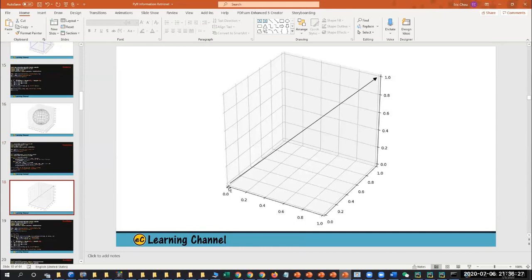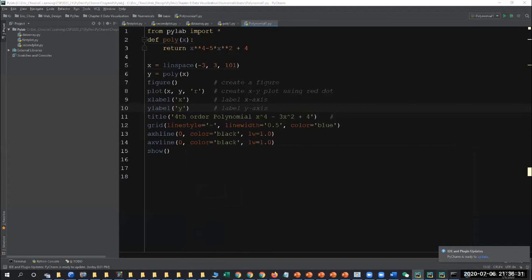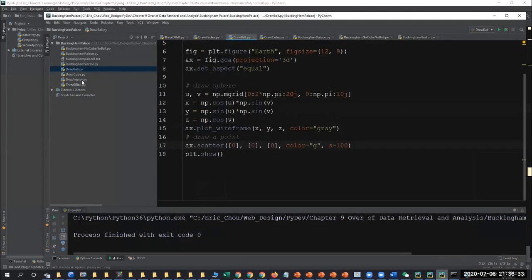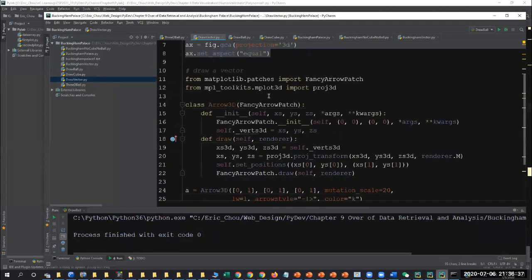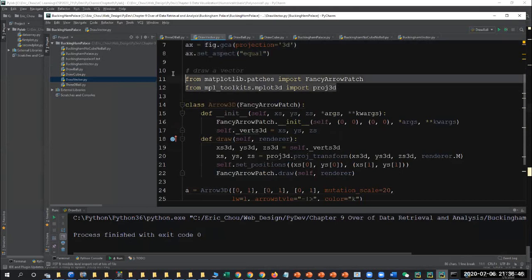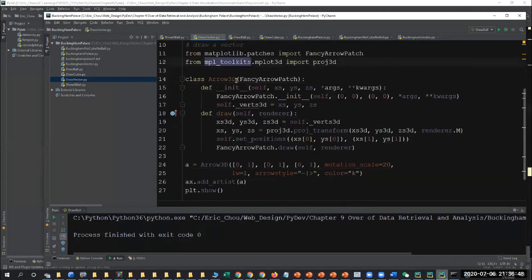So we want to draw a vector. So next one, draw a vector. To draw a vector, you still create a 3D projection chart. Then it's more difficult. You have to import the pages and the 3D projection. And right here you have the Arrow3D. Arrow3D is a class. You will create an Arrow3D.